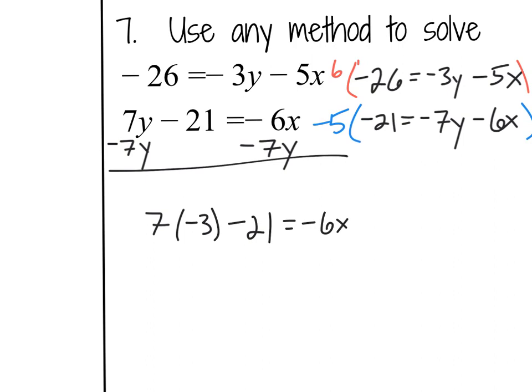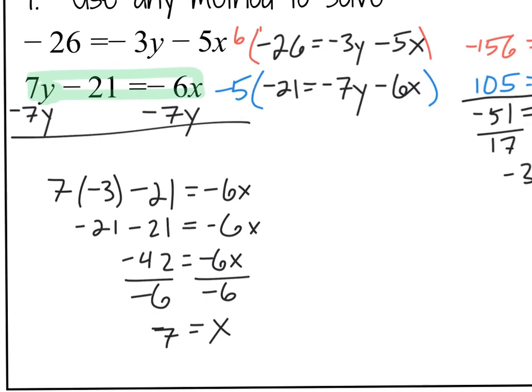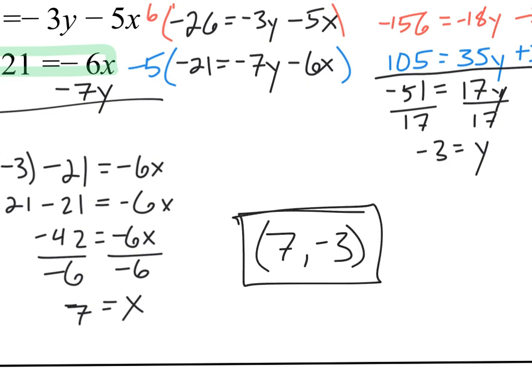And so what I did was I used this bottom equation right here to plug in the y value. So if I continue, this is negative 21 minus 21 equals negative 6x. That's negative 42 equal to negative 6x. Dividing by negative 6 gets me an x value of 7, which means when I go to write my final answer that I have a 7 and negative 3 in parentheses.